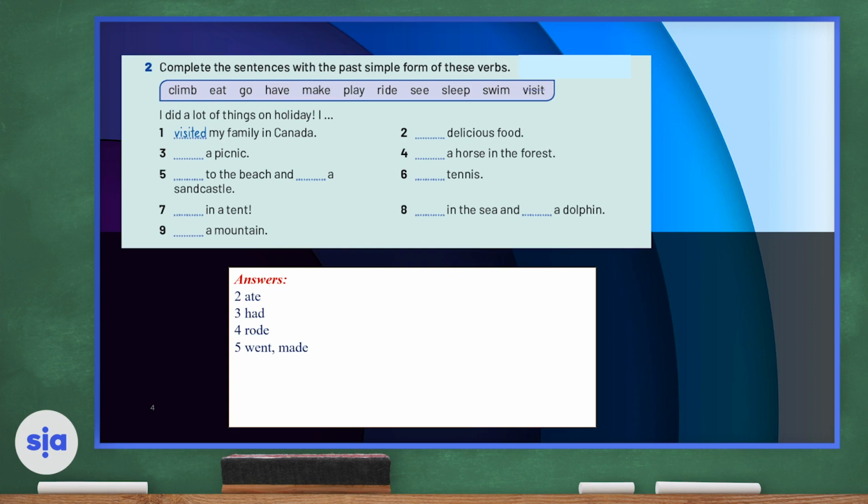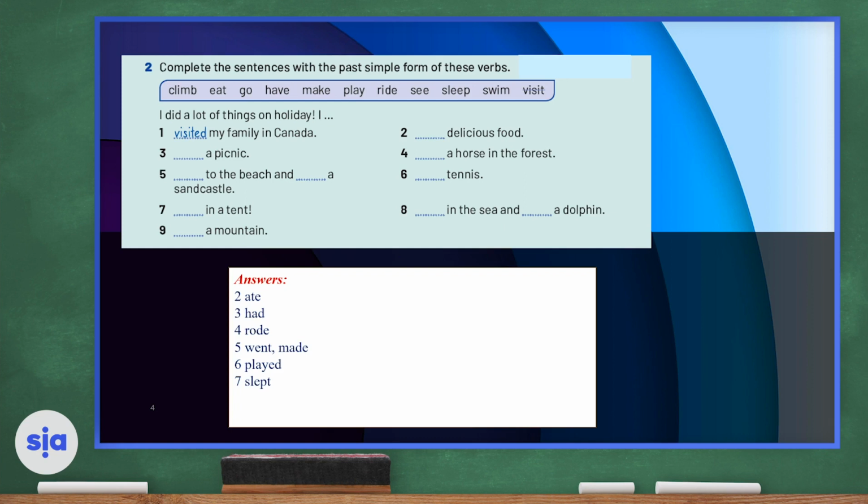Number 6, I blank tennis. Of course, I played tennis. Number 7, I blank in a tent. So what do you do in a tent? You sleep in a tent, but the past simple form is slept. I slept in a tent.